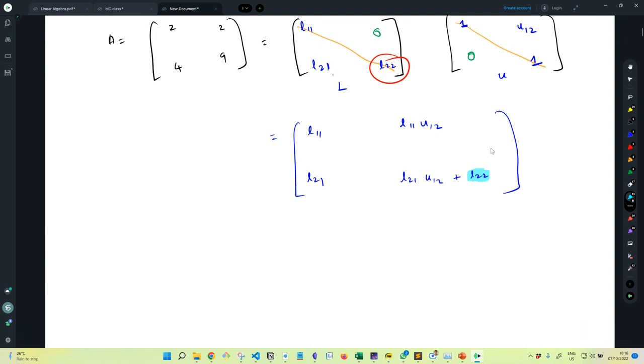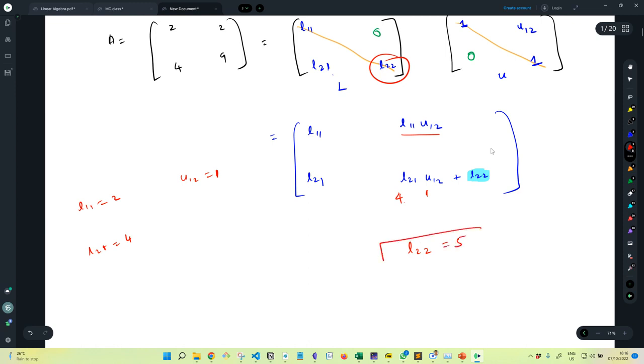Now it is very straightforward. So now you know L11 equals 2, L21 equals 4, and you know L11 into U12 equals 2, which means U12 will be equal to 1. Then at last we'll substitute: L21 is 4, U12 is 1, and L22 is unknown. So basically 4 into 1 plus L22 should be equal to 9, which means L22 will be equal to 5. Is the solution clear?